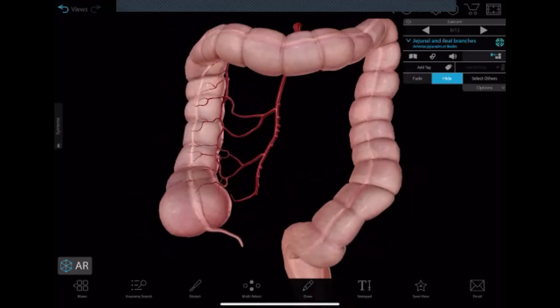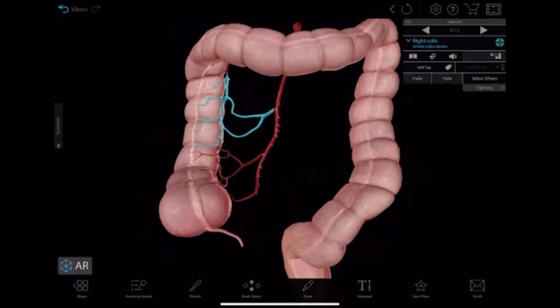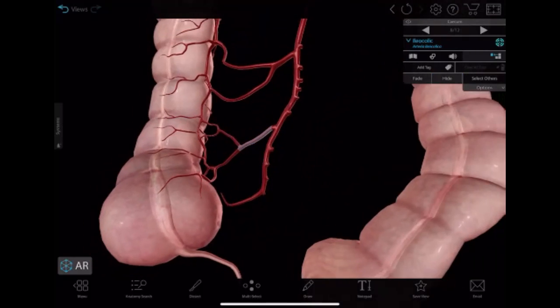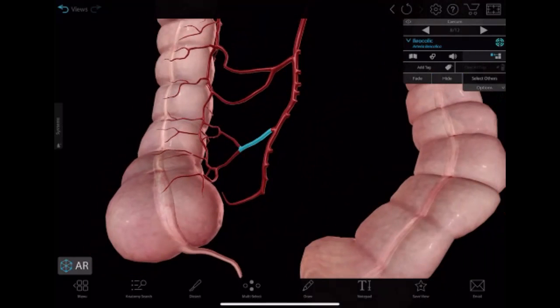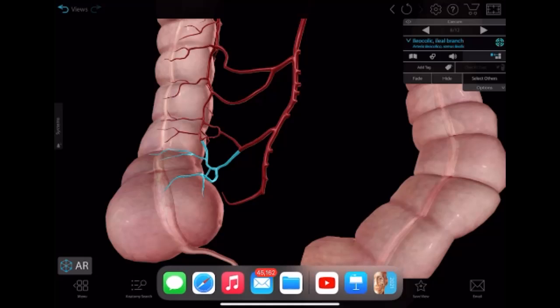Okay, so this is the right colic artery, a branch of the superior mesenteric artery, and this one, the ileocolic artery, right? The ileocolic artery has two branches, right? Ileal branches and colic branches. Ileal branches supply the ileum and colic branches supply the cecum, right? So this one has ascending and descending, right? So the cecal arteries are branches of the ileocolic artery.